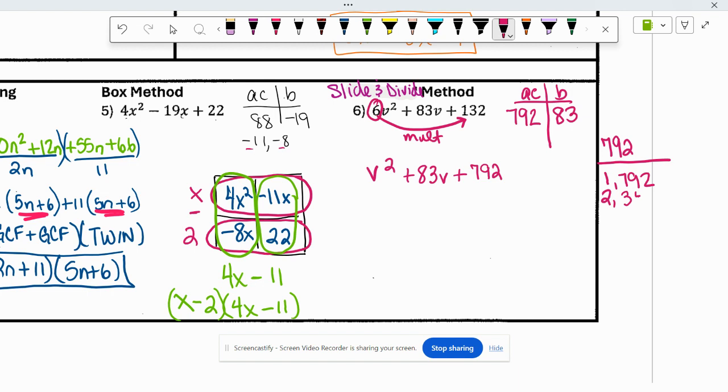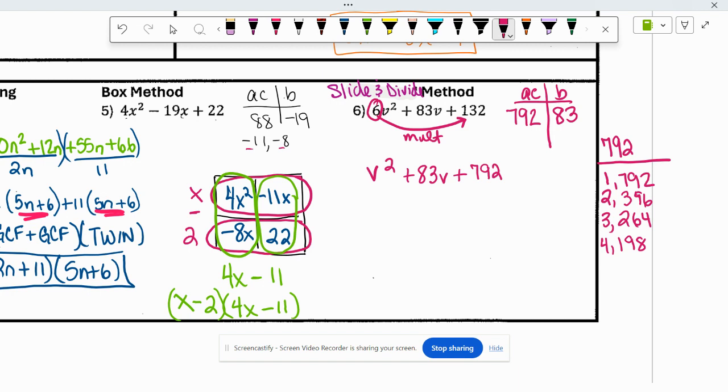Do you have them, Cameron? Will you do it, please? 2 and what? 396. Is it divisible by 3? It is. 3 and what? 264. Is it divisible by 4? 4 and what? I can hardly hear you. 198. Okay. It's not divisible by 5.